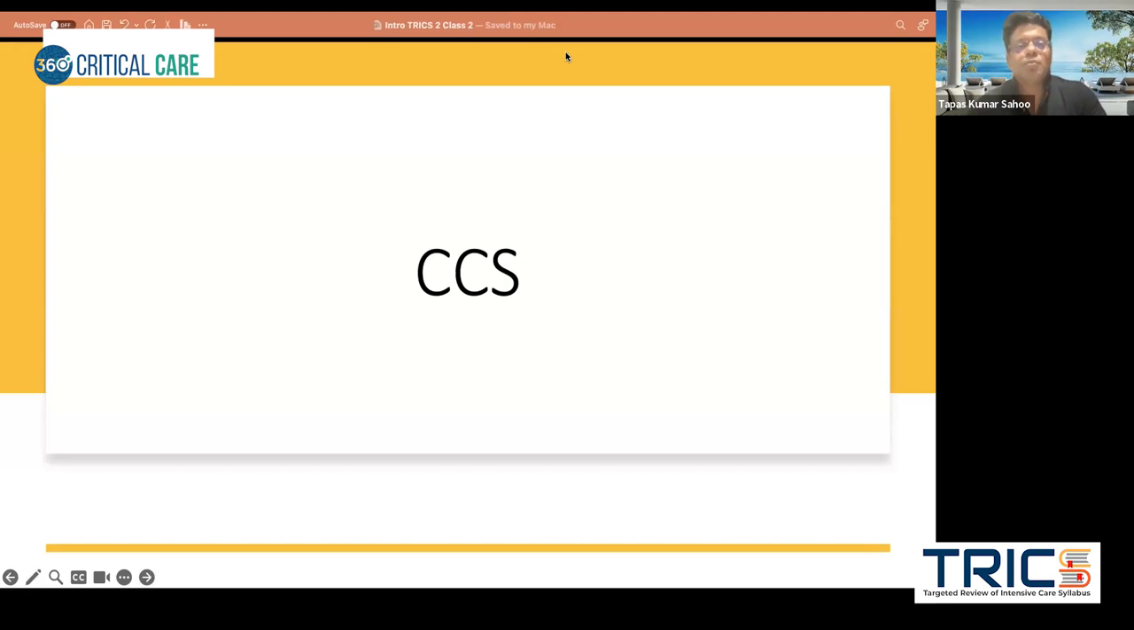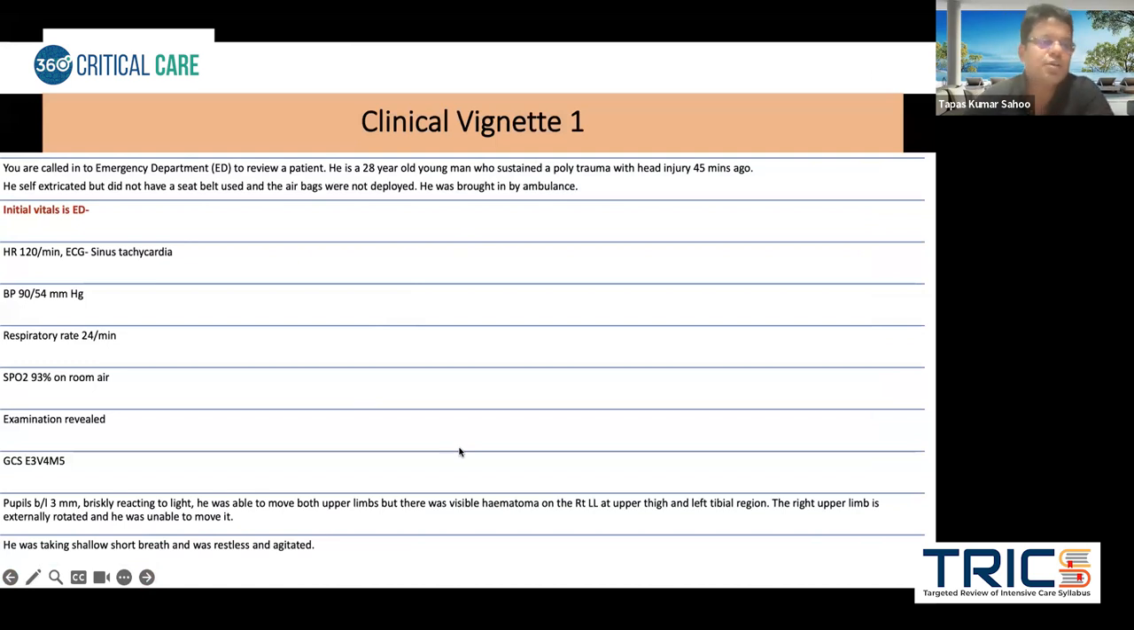So moving forward, just for you to understand how the CCS normally flows, we have made up one demo CCS. It is not a proper one showing what the examiner expects, but yes, we tried to show you in this introductory class how the CCS is normally asked. So the CCS 1, first clinical vignette: you are called into the emergency department to review a patient.